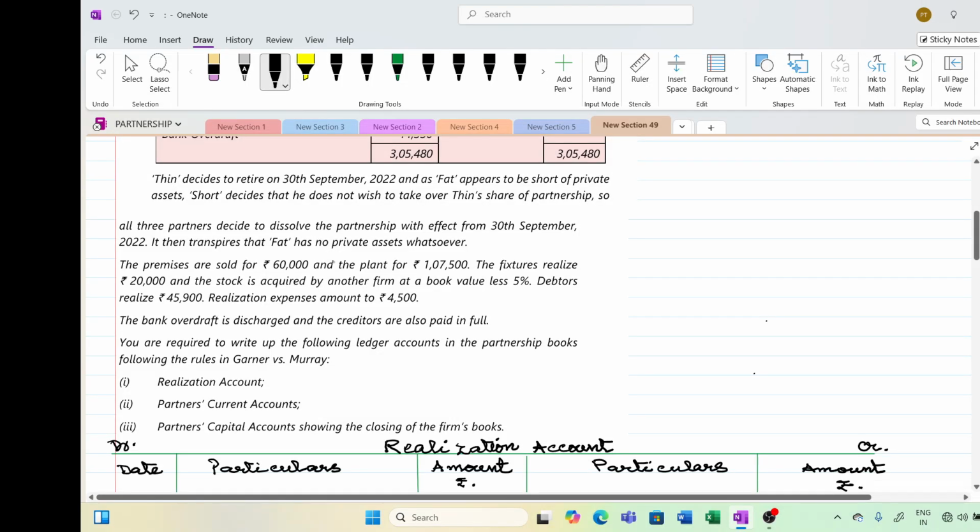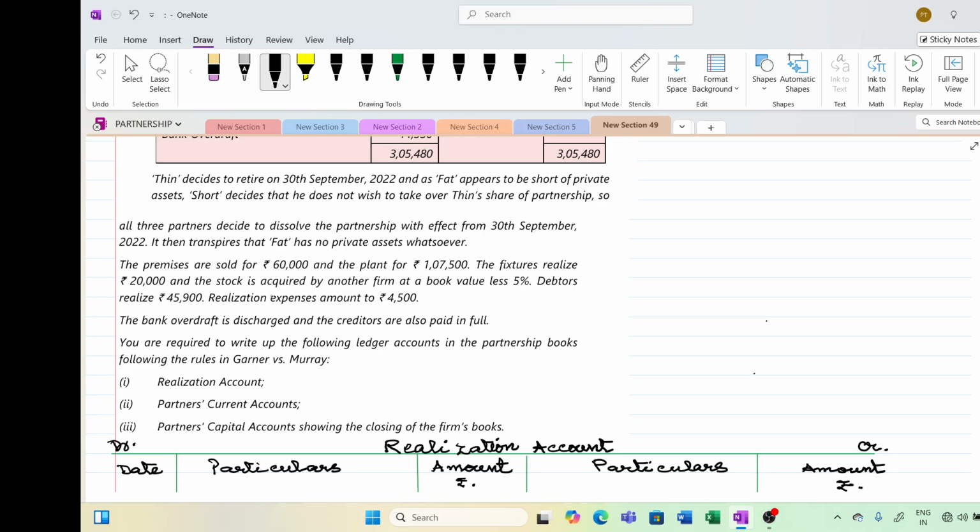Now they have given all the assets were realized like this. Some amount has been realized and the realization expenses amounted to 4,500. I hope you understand what the realization expenses are. If you do not know, I'll just brief it. In case of dissolution, you have to appoint someone to follow the procedure of dissolution. So some expenses you have to pay to brokers in the form of commission or something else. So realization expenses must be paid.